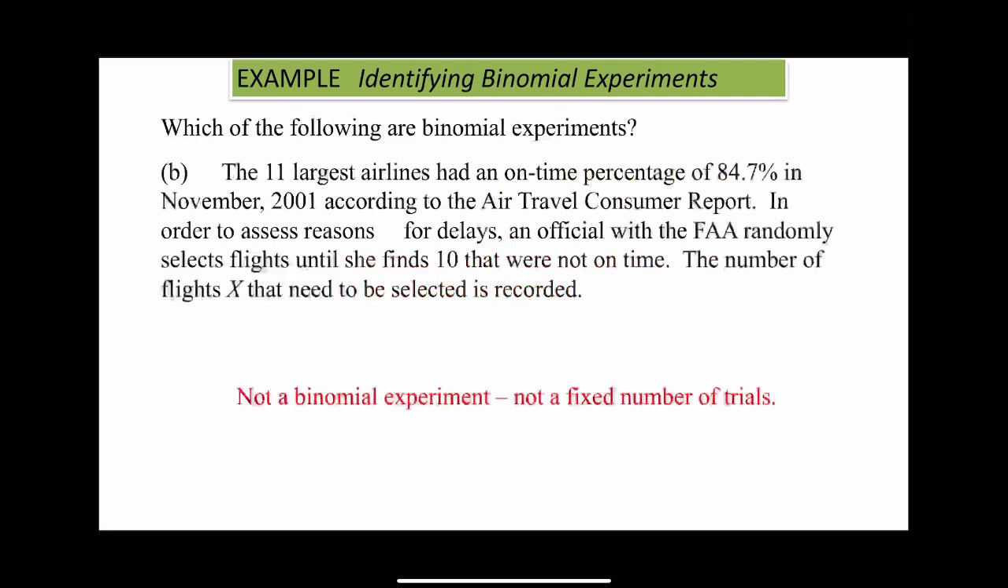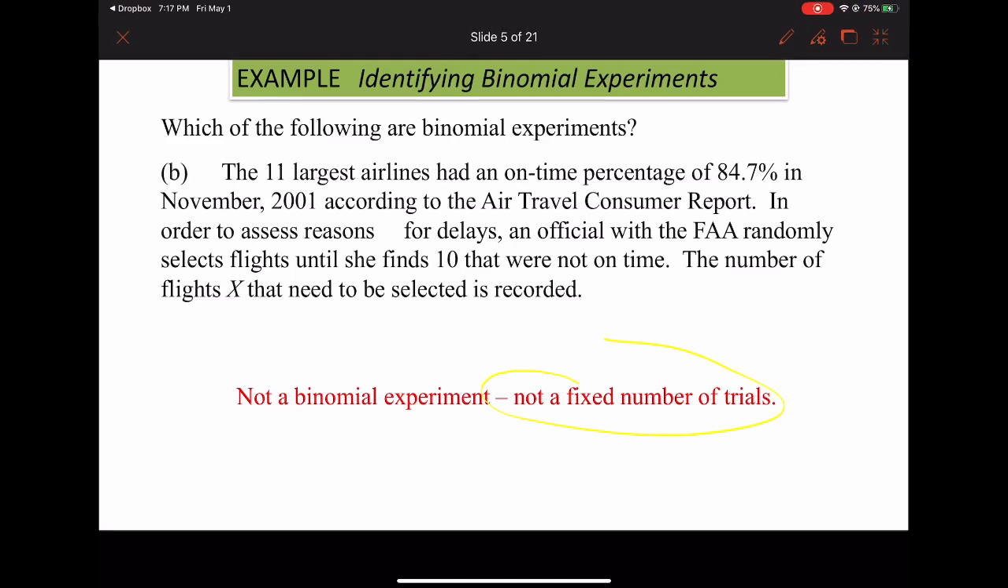It is not. There are not a fixed number of trials. Because we keep drawing until we get 10 that were not on time, they were looking for 10 successes. They weren't looking for a certain number of trials and then counting the successes. They were counting the number of flights they had to select, determining the number of trials based on how many successes they wanted to find. So that was the difference: they didn't have a fixed number of trials. They had a fixed number of successes they were looking for.